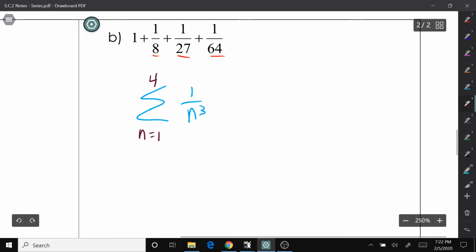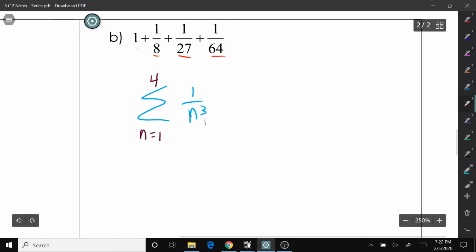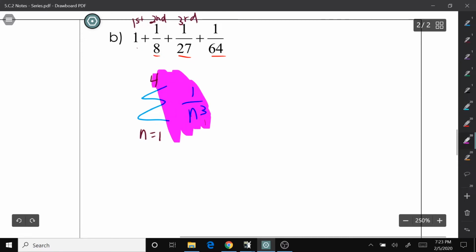So again, think about it. If I plug in 1 for n right here, I get 1. If I plug in 3, I should get 1 over 27, which is the third term. So we have the first, second, third term. So again, it's easy just to double check yourself to make sure you've gotten the correct answer right here.